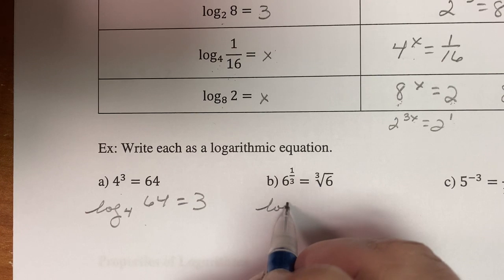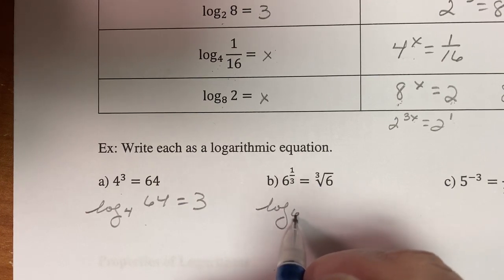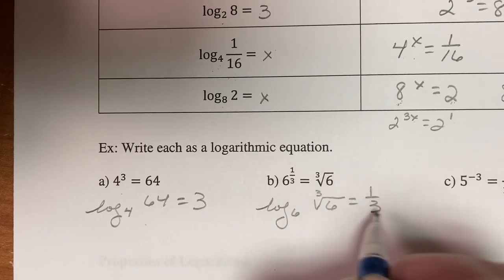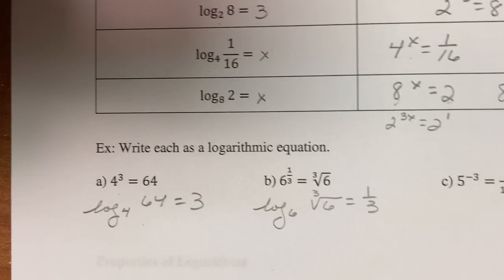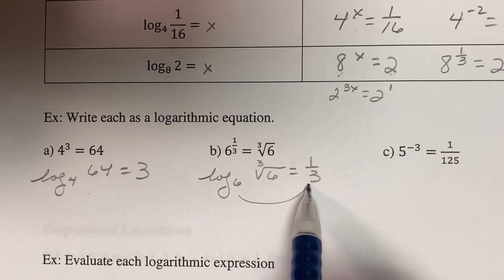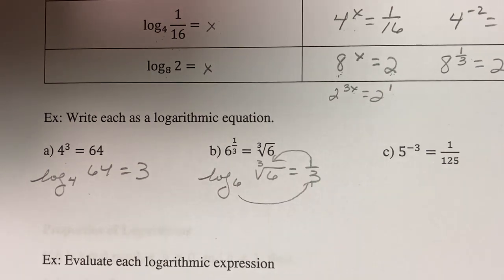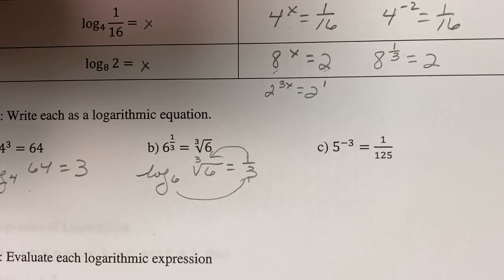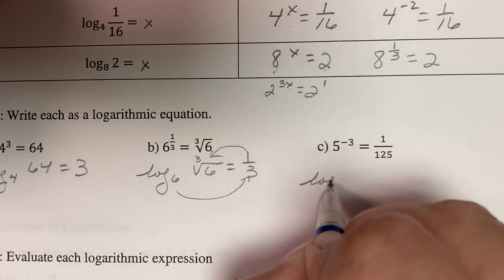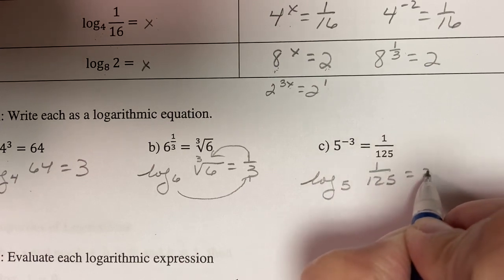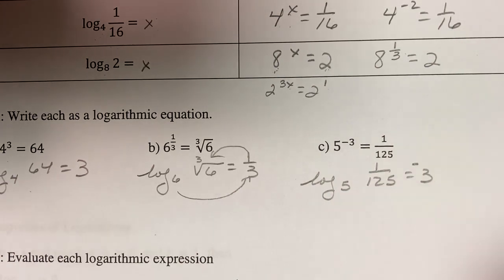How about this one? Log base 6 of the cube root of 6 is equal to 1/3. If I go backwards like I did up above, it would be this to this power equals this, which you can see is what we have. Okay, now you should probably turn this off and do the last one by yourself and then come back. So this one would be the log base 5 of 1 over 125 is equal to -3.